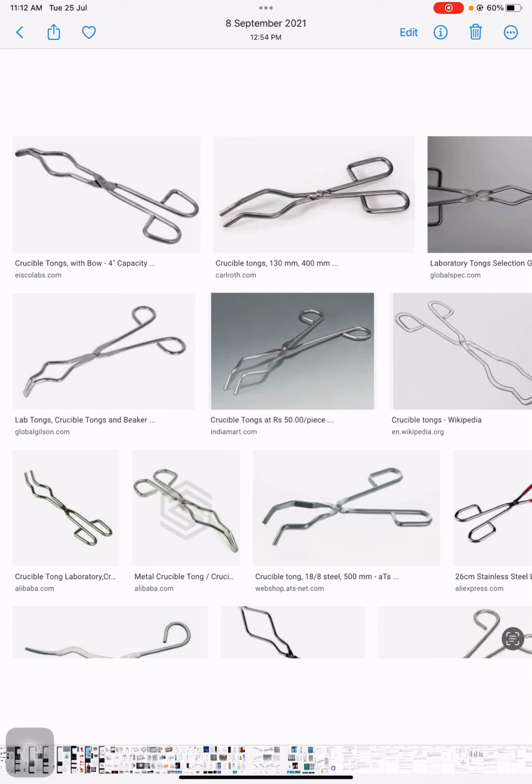Tongs are the spellings. This tong is used to hold apparatus like a crucible. You can take the crucible off the burner to the side with the help of this tong. So this tong is just like scissors. Specifically it is called a crucible tong. Mostly it is called tong, but it can be called a crucible tong as well, because we have to hold the crucible with the help of this tong.